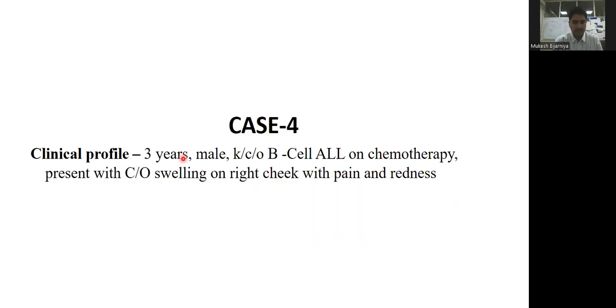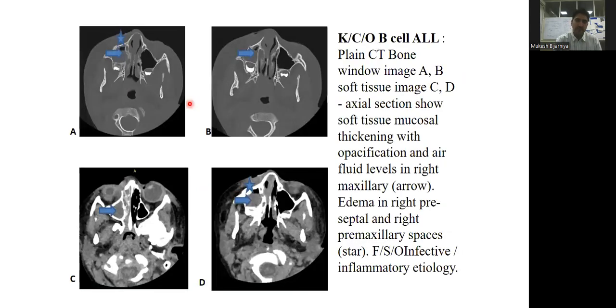And the fourth case is a 3-year-old male, a known case of B-cell ALL on chemotherapy, presenting with swelling on the right cheek with pain and redness. Here the bone window of the axial CT showing soft tissue mucosal thickening and opacification and air fluid level in the right maxillary sinus, and the soft tissue window showing preseptal and premaxillary edema on the right side.